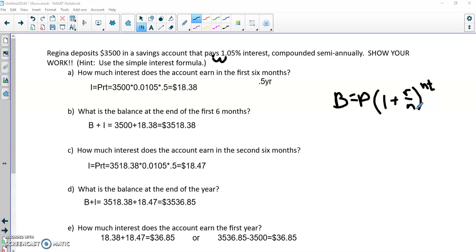So be careful of what they're asking for you. If they're asking for the total interest, how much interest does this account earn after the first year, you technically could use this formula. But if they're asking you how much interest it earns in the first 6 months, in the first quarter, in the first week, you need to use the simple interest formula and then deal with the compound interest in that way.